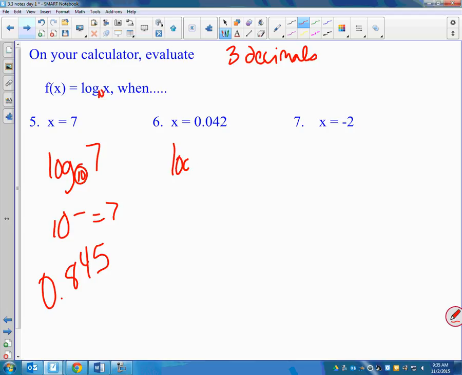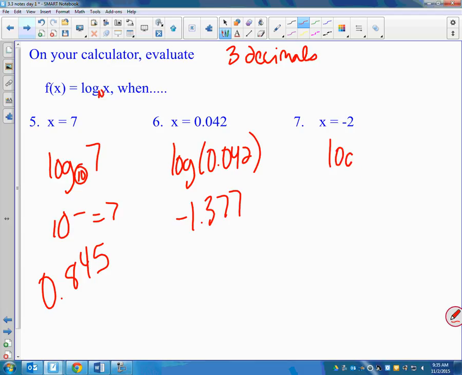This one, if we just do log of 0.42, I got negative 1.377. Did you get that? And again, how could we get 10 to something to equal a decimal? Well, it had to be a negative exponent.